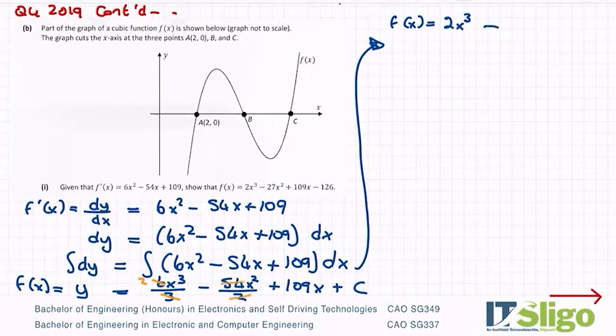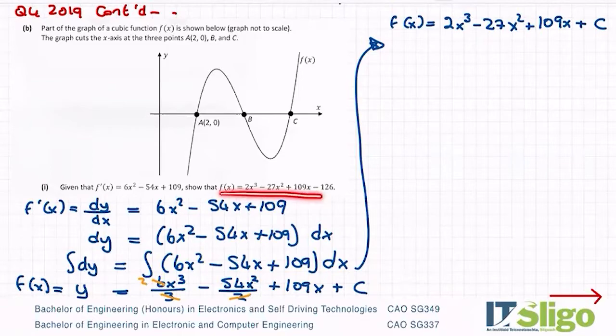minus 27x squared plus 109x plus c. Okay, so that's what I'm getting from my original function.